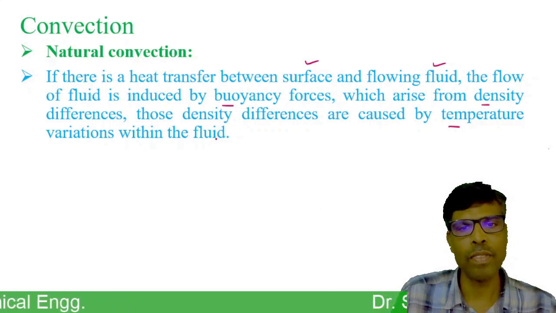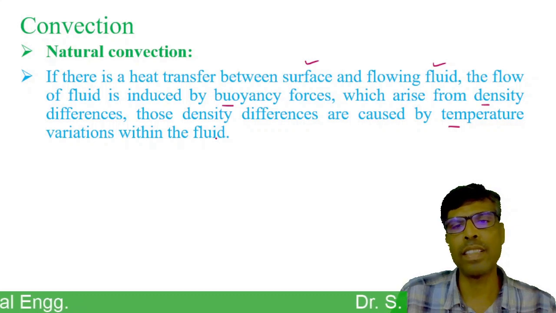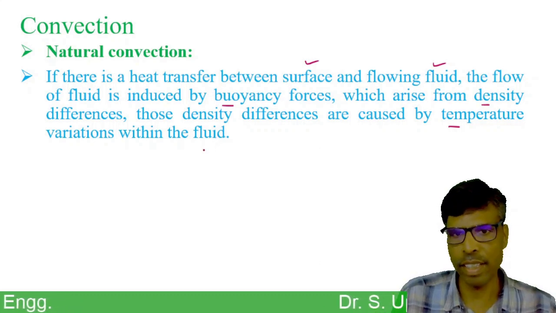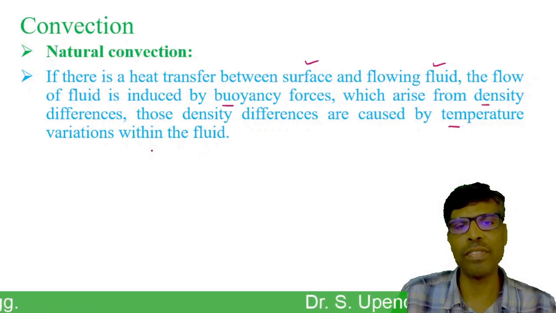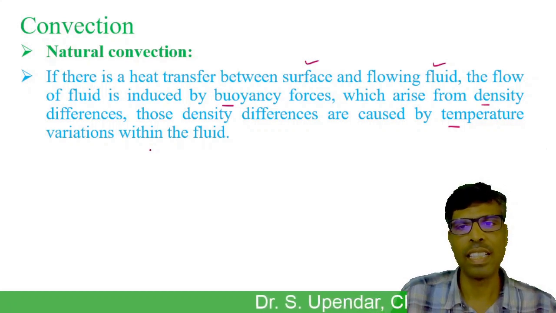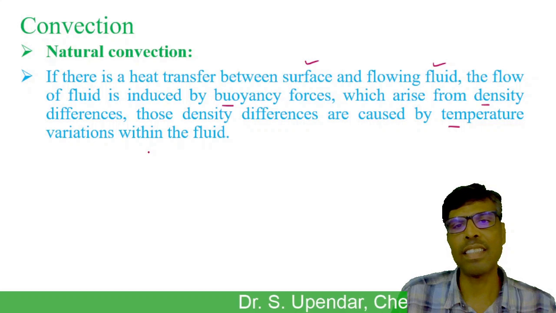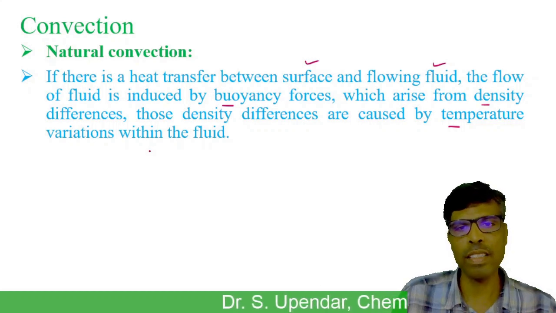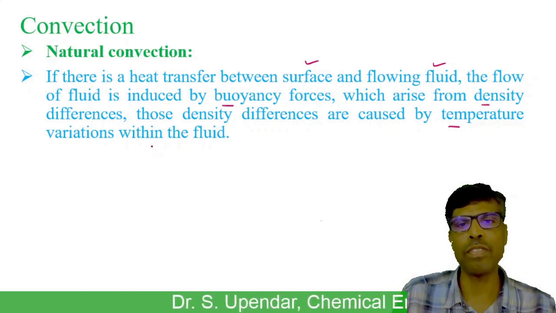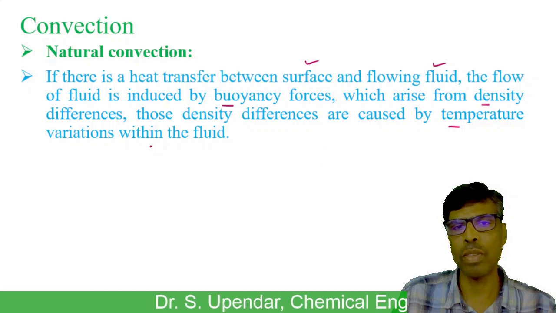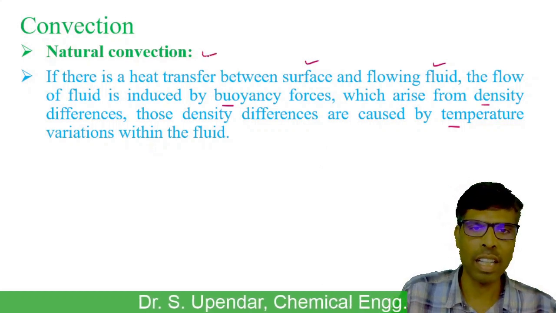That means when there is a heat transfer between surface and fluid, temperature gradients are generated within the fluid, which causes density differences in the fluid. These density differences lead to buoyancy forces. If those buoyancy forces induce the movement of the fluid, then it is known as natural convection.